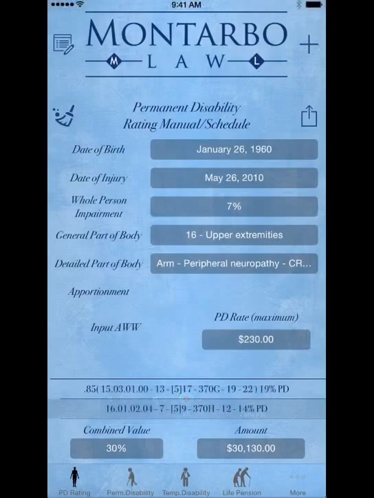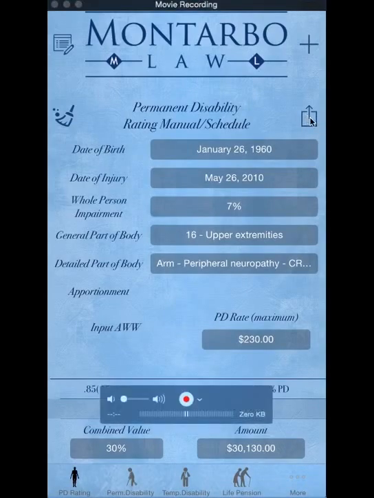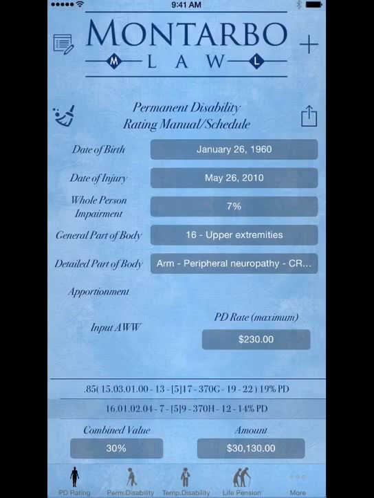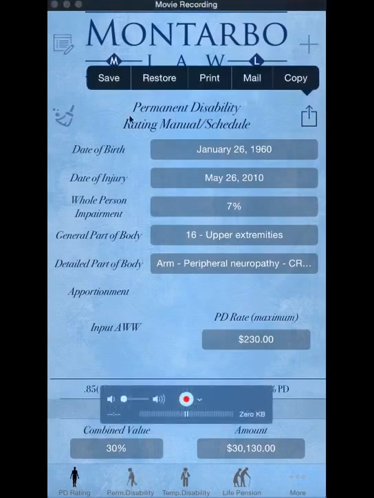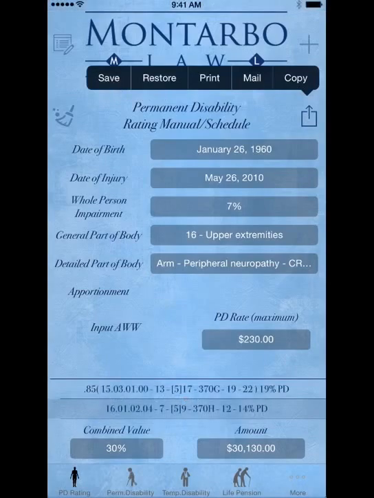Now you have it. What do you do with it? Well, let's export it. The first thing I'm going to do is go up here to the export feature, which is the box with the upward arrow. I'm going to tap on that, and it says I can save, restore, print, mail, or copy. I'm going to start by saving it on my device.